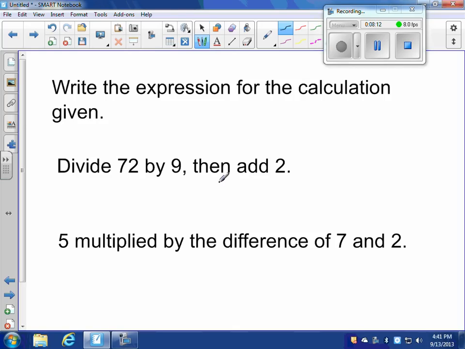All right, so we're going to turn this expression written in words into a numerical expression. This says divide 72 by 9. So we would do 72 divided by 9, then add 2, so then we'd have plus 2. Next we would have 5 multiplied by the difference of 7 and 2. So we would want to show the difference of 7 and 2 inside parentheses, because we clearly want to know what the difference between 7 and 2 is.